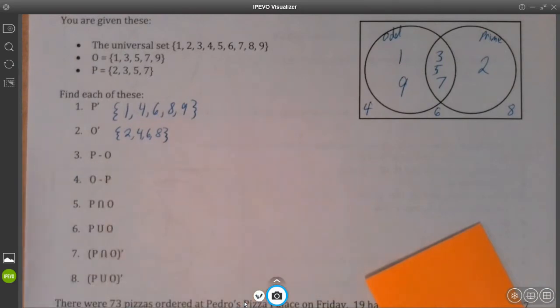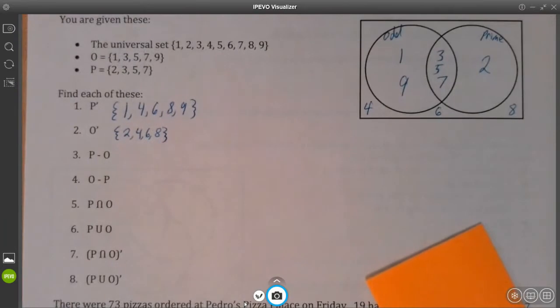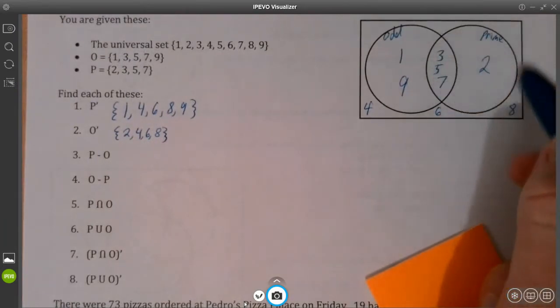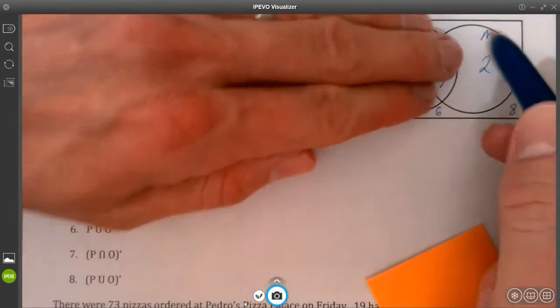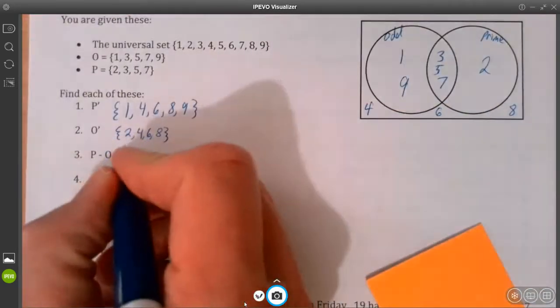All right, not O, which must be even. P minus O. So everything in the P circle, but don't include anything in the O circle. So the whole P circle, wait, but not the whole P circle. Don't include anything that's in this circle. So it's just 2, just the number 2.